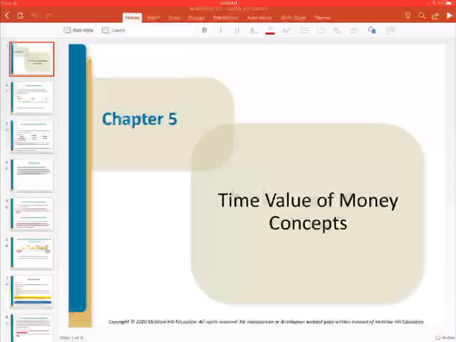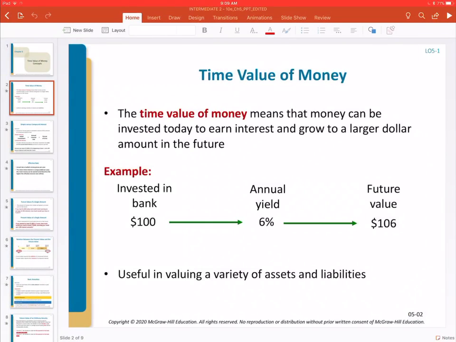In Chapter 5, what we're really looking at is a set of skills that we're going to use in the upcoming chapters in the Intermediate Accounting 2 class. Those skills relate to an understanding of the time value of money. While there aren't any particular accounting debits and credits in this chapter, we're going to utilize the calculations that we learn here in chapters 14, 15, and 17.